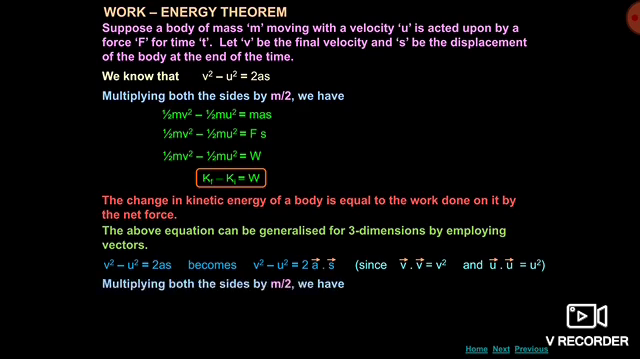Now we multiply both sides by m by 2. So you get half mv square minus half mu square is equal to m into a into s. And m a is force. So we can write half mv square minus half mu square is equal to f dot s. But since you are doing a dot product, the left hand and right hand sides will both be scalar quantities. So again you have final kinetic energy minus initial kinetic energy is equal to work.